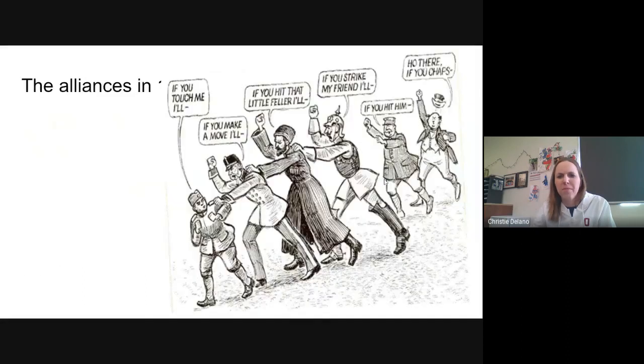Ultimately, this is almost like dominoes. If you've ever played a game of dominoes, one domino moves, and then they all eventually fall.